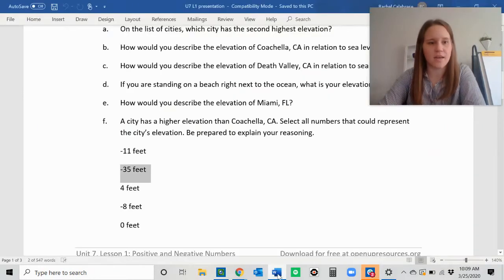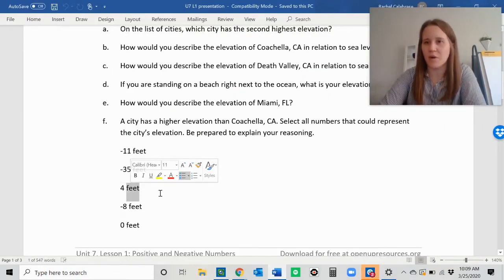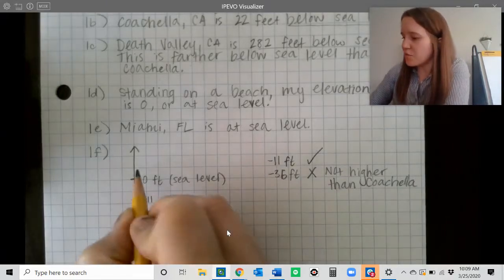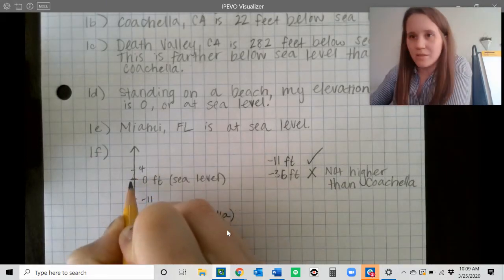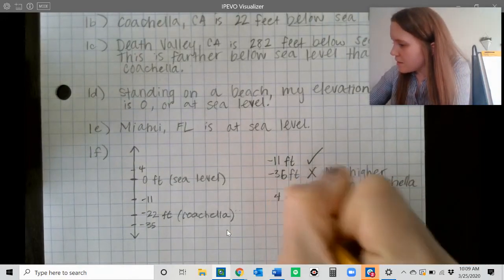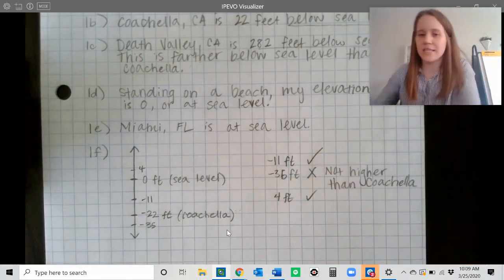All right, let's look at another one. 4 feet. 4 is positive. So do you think that any city with a positive elevation will be higher than Coachella, California? Totally, right? We know that it is above 0, right? So 4 is somewhere right here, probably even a little closer to 0 than that. But I'm going to go ahead and write 4 feet. Absolutely, that's higher than Coachella.